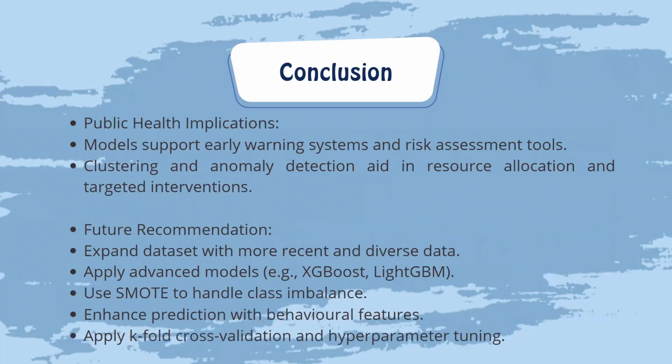For the implications, our project indicates the models support early warning systems and risk assessment tools. Clustering and anomaly detection aid in resource allocation and targeted interventions. For our future recommendations, we should expand the dataset with more recent and diverse data, apply advanced models such as XGBoost and LightGBM, and use SMOTE to handle class imbalance. We can also enhance prediction with behavioral features. And last, we can apply careful cross validation and hyperparameter tuning to improve our project.